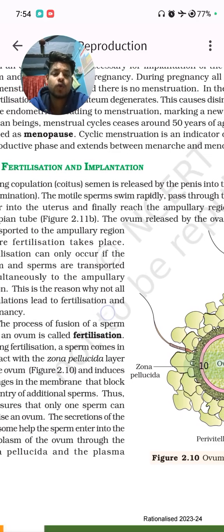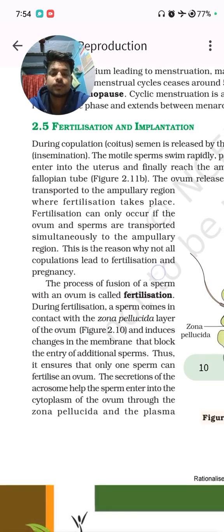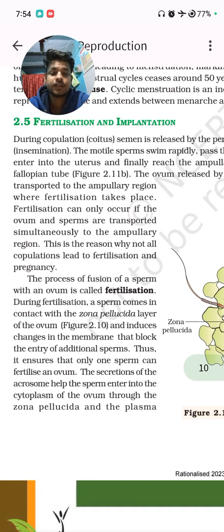The ovum released by the ovary is also transported to the ampullary region, where fertilization takes place. Fertilization can only occur if the ovum and sperm are transported simultaneously to the ampullary region. This is the reason why not all copulation leads to fertilization and pregnancy. The process of fusion of a sperm with the ovum is called fertilization.